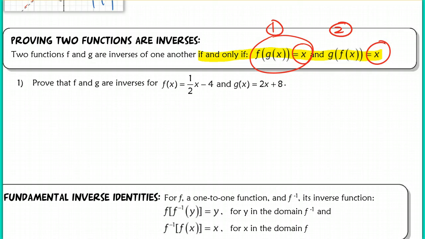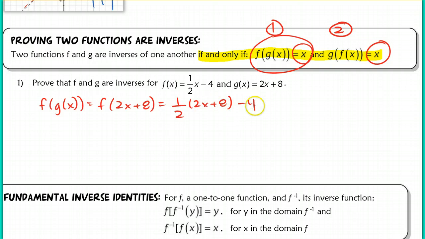So let me show you and demonstrate. We have f of x and g of x defined here. If I'm going to find f of g of x, this is f of 2x plus 8. Now, f of 2x plus 8 is 1/2 times 2x plus 8 minus 4. Right? This part here is my input for x. So when I simplify, I end up with x plus 4 minus 4, and that gives me x.